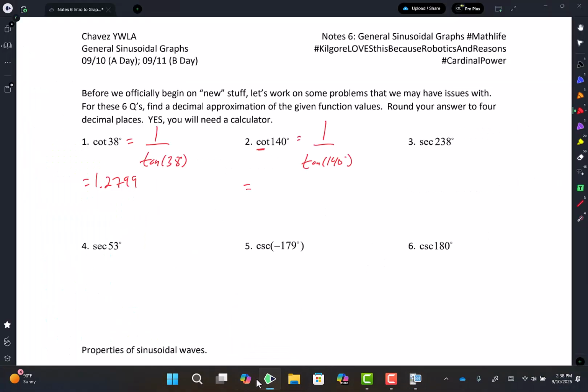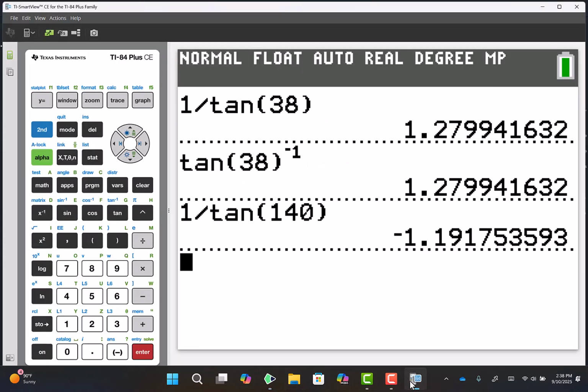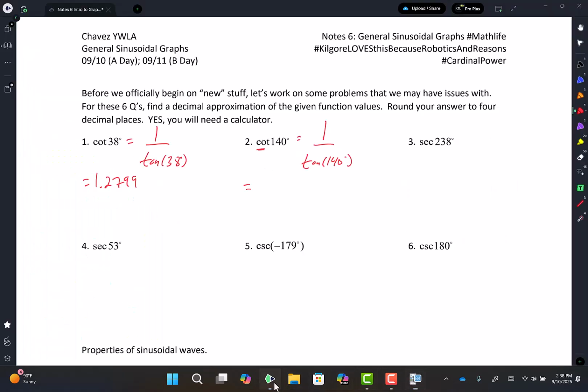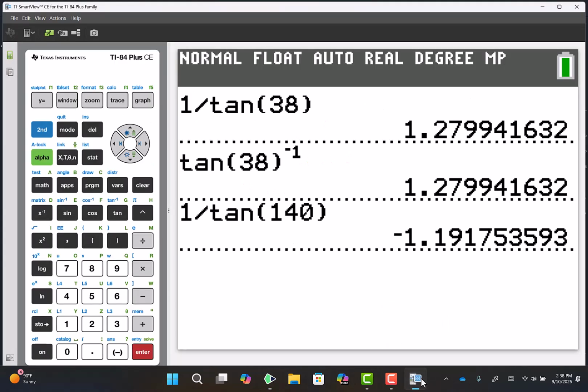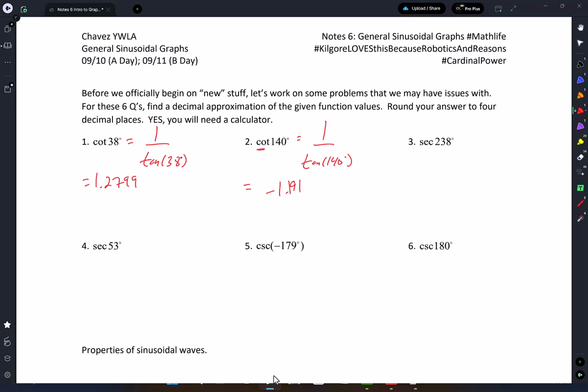All right, so here we go. What was that number? Negative 1.19175. I already forgot it, short-term memory. 1.19175.